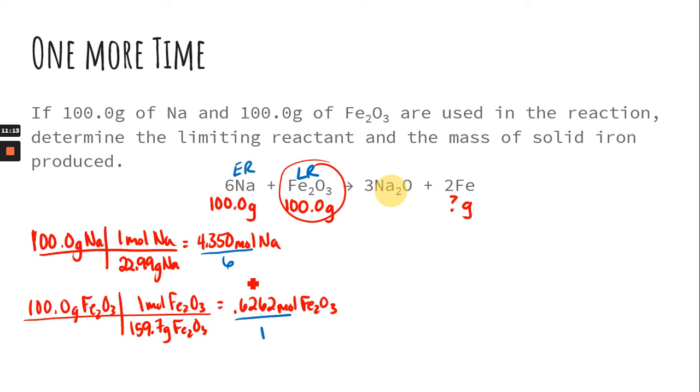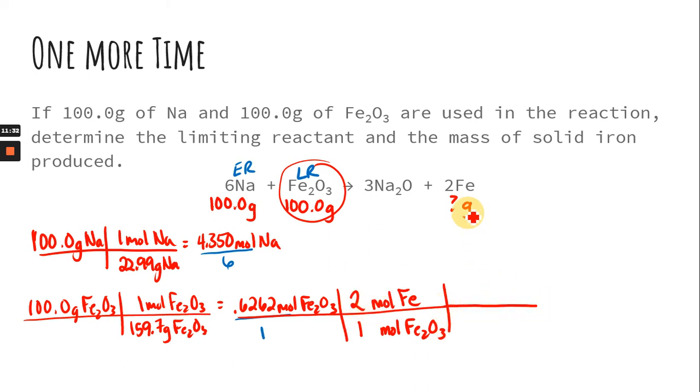Take our grams, convert it to moles. That's always step 1 to stoichiometry. So the next thing that we're going to do is set up our mole ratio. So moles of our limiting on the bottom, moles of the product we're looking at on the top, using their coefficients 1 and 2.